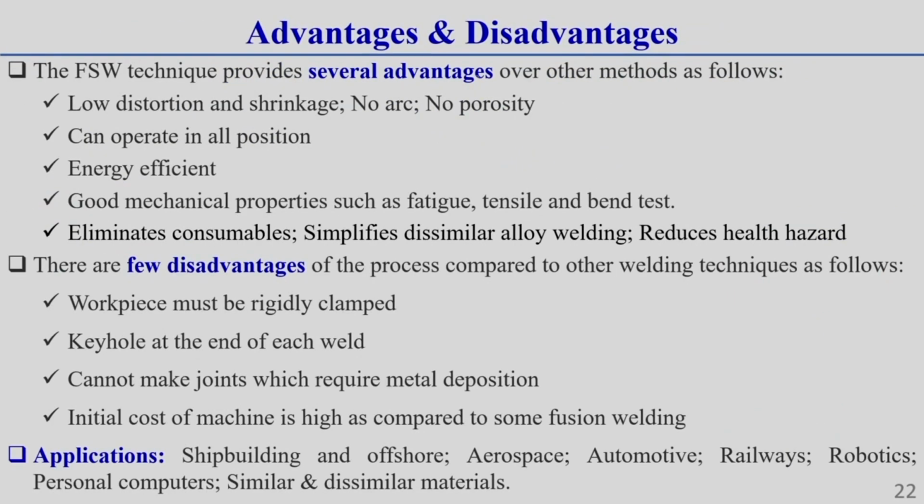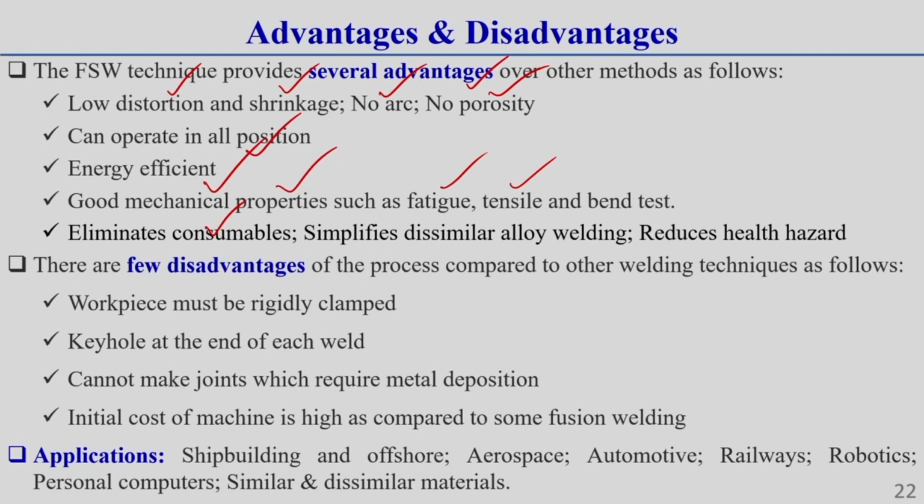I have already told you FSW has several advantages, because friction stir welding is a solid state welding process. Here the material does not melt, so melting related defects are eliminated, like no arc and no porosity. It has low distortion and low shrinkage. It can be operated in all positions. It is a highly energy efficient process. It has very good mechanical properties such as fatigue, tensile, and bend test properties. It eliminates the consumables required in most fusion welding processes.